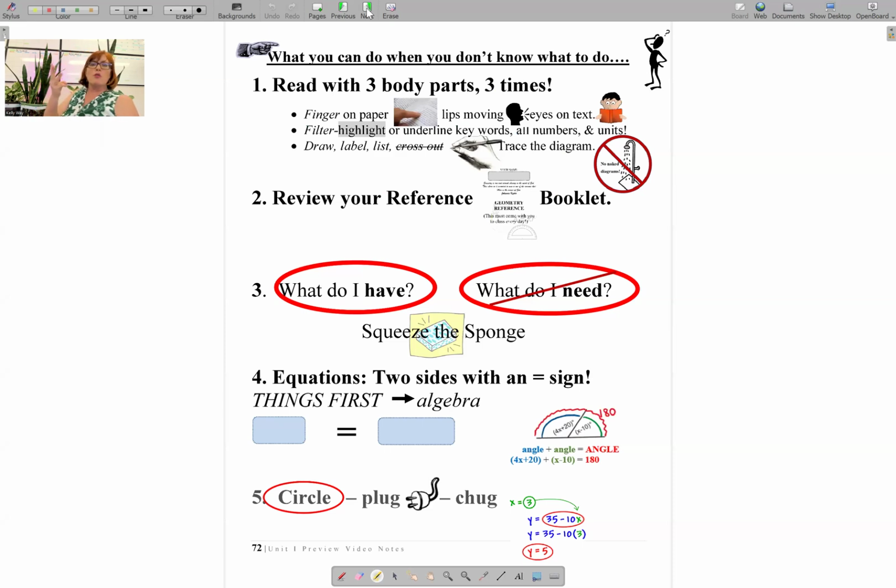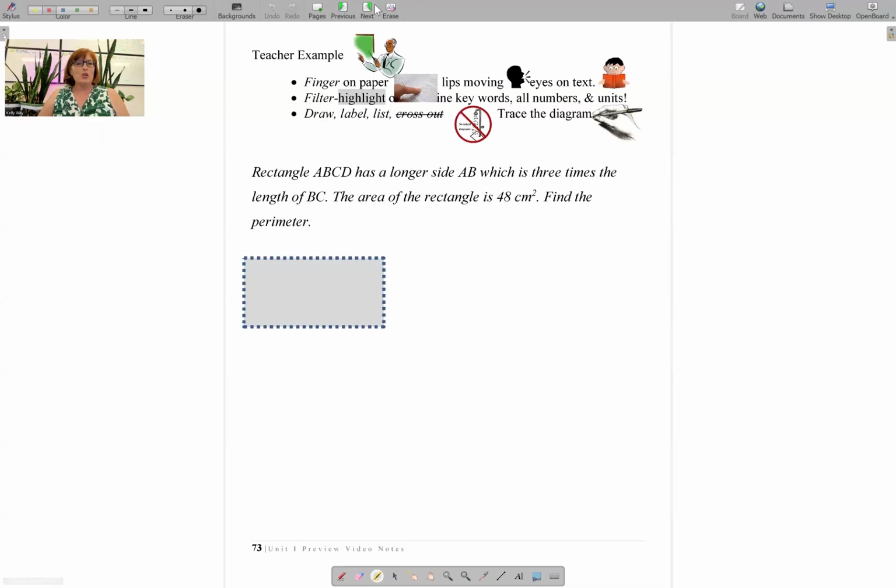Number 3, you remember, you ask, what do I have? Not what do I need? Squeeze the sponge. That means squeeze out every little piece of information you can out of a diagram. When you're working with equations, equations have 2 sides with an equal sign. And when you're working with equations, go through the process of circling, plugging stuff in, and getting things done. Circle, plug, check. We're going to apply this to a couple problems, and then you have an extra credit problem.